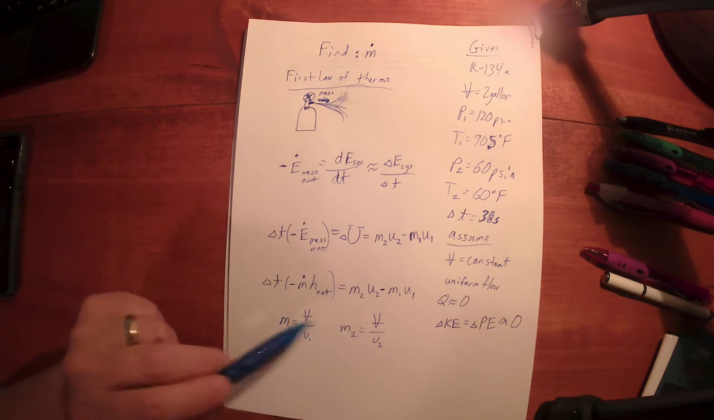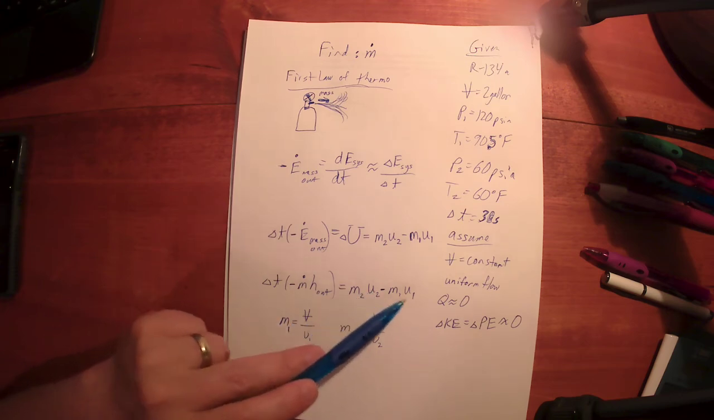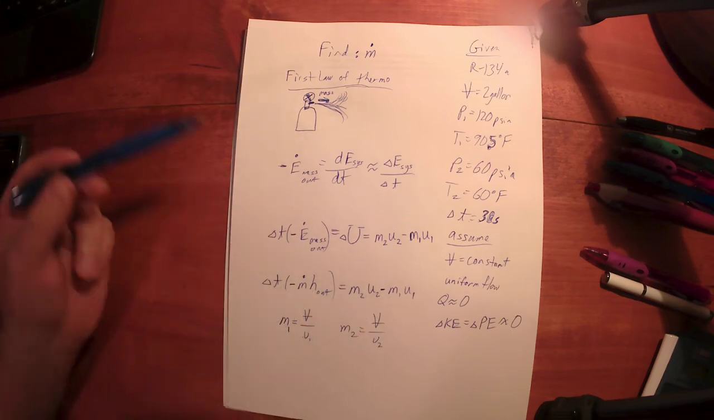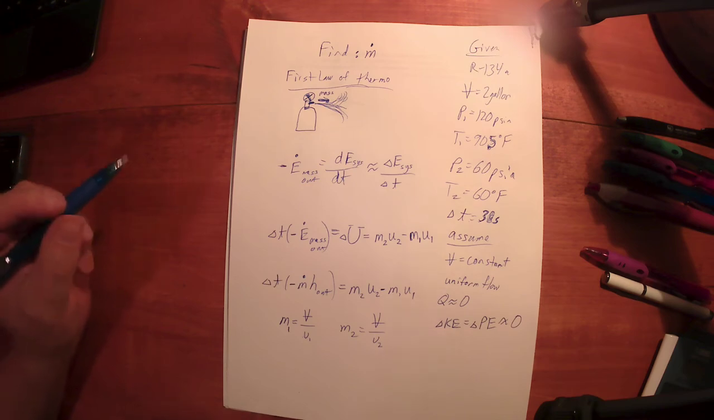So here's how I'm going to find the masses. That means I need to know the specific volumes. I've already said we think we can find the internal energies, and that would lead us to believe we can find this h. We already know the delta T, and that leaves our only unknown to be m dot, what we're looking for.